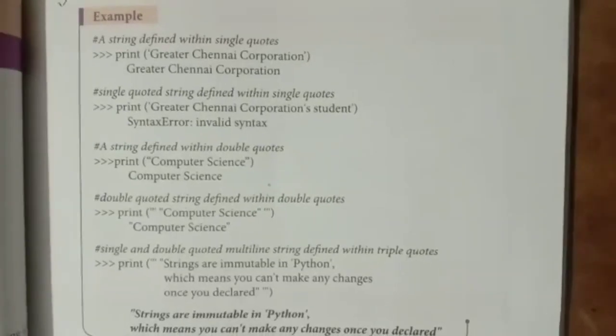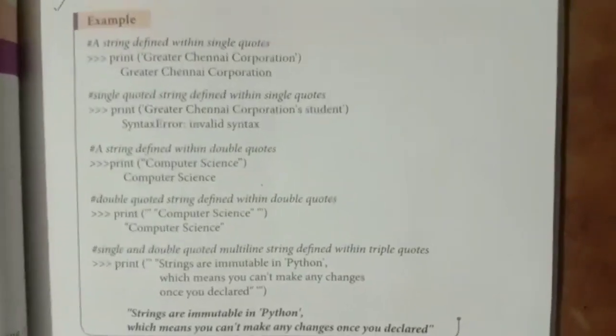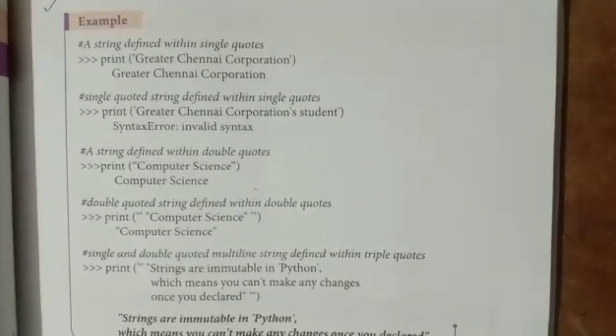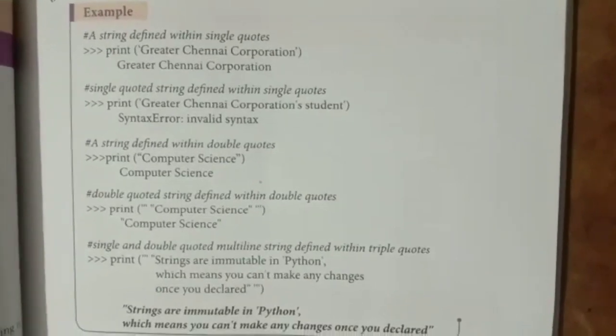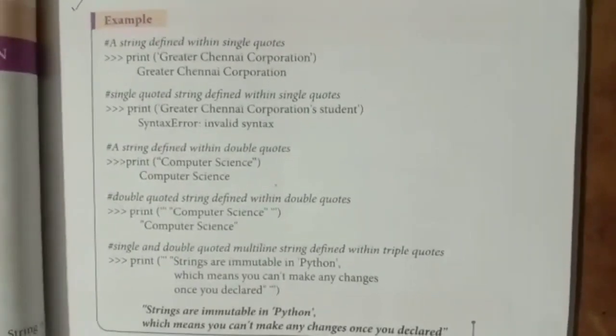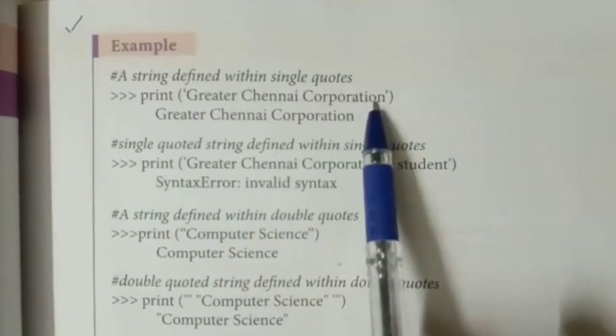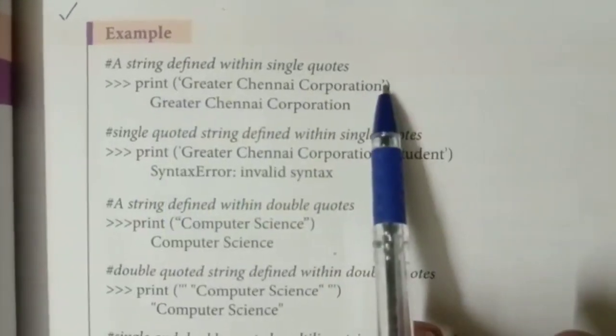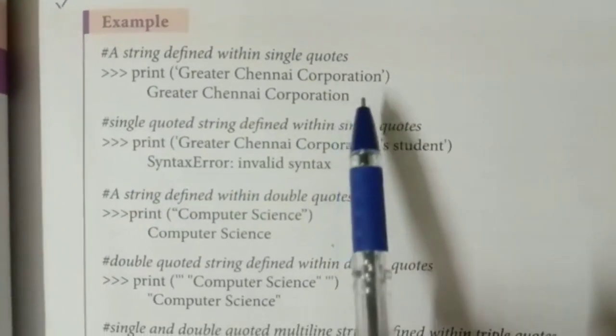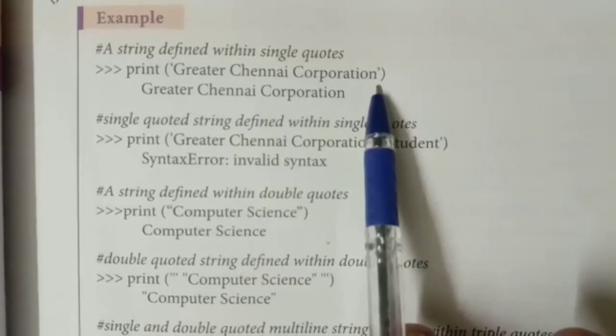Now we will see some examples for strings. So string is a group of characters. It has to be given within single quotes, double quotes, or triple quotes. See the first example, Greater Chennai Corporation, which is given in single quotes. This is a way of defining a string in single quotes.